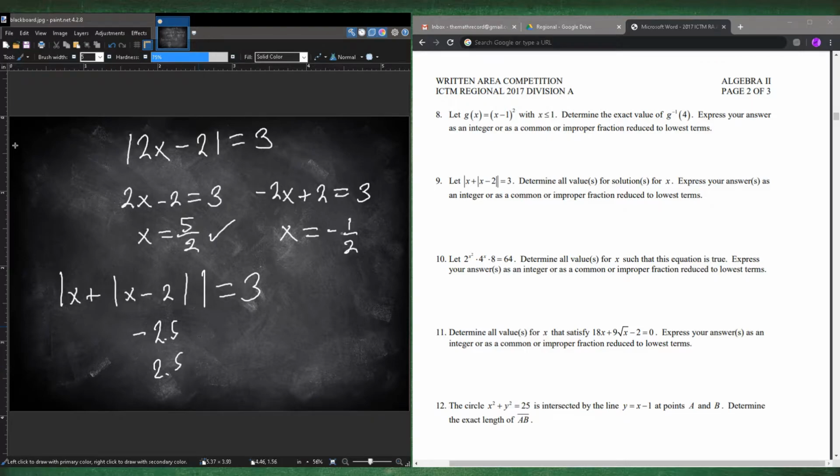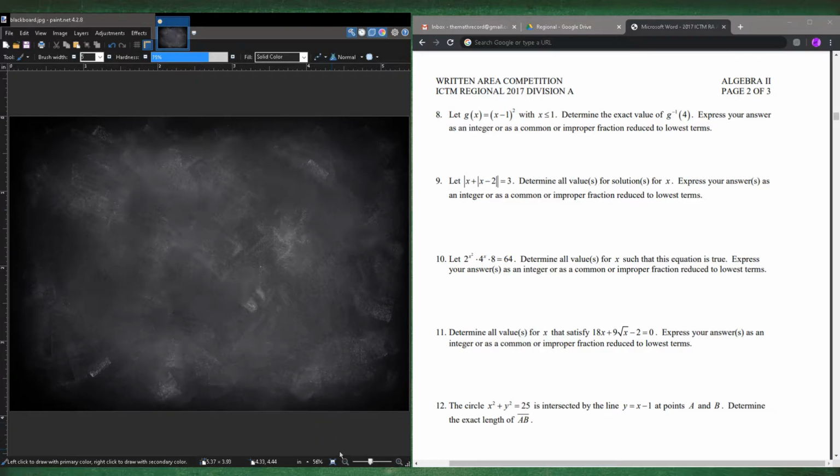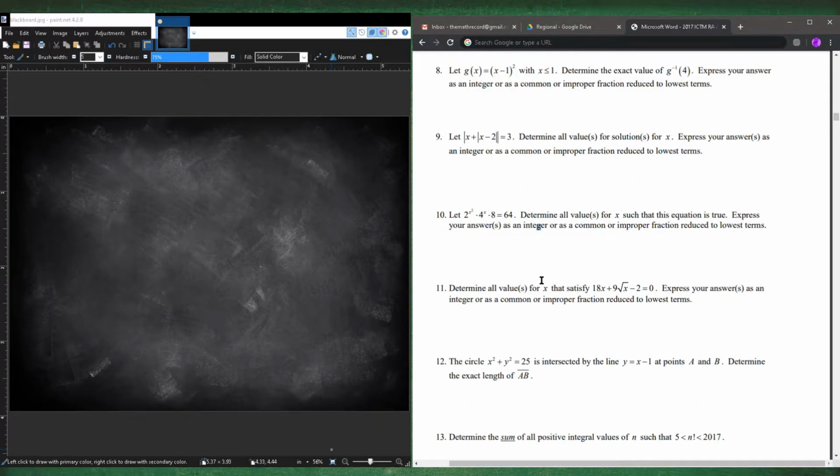So 2.5 plus negative a half is 2. Absolute value of 2 is 2. 2 is not equal to 3, okay? So this is not an answer. So the only answer is 5 over 2, because negative 1/2 is extraneous, which means even though it kind of fits the arithmetic, it fails the actual equation, right? So the only answer for number 9 is 5 over 2.